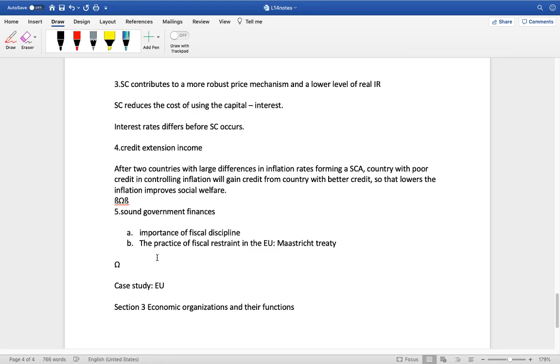So the next topic is sound government finance, and how it is reflected. The first one, which we just finished discussing, is the importance of fiscal discipline. The next one we'll talk about is the practice of fiscal restraints in the European Union.